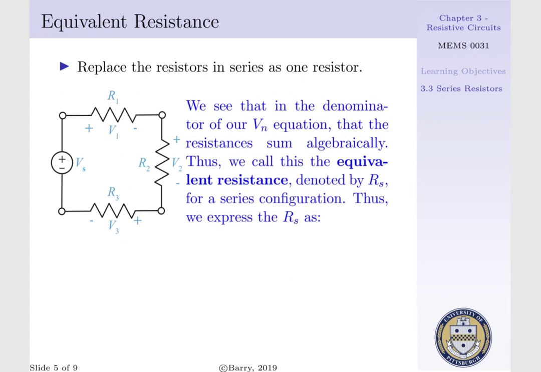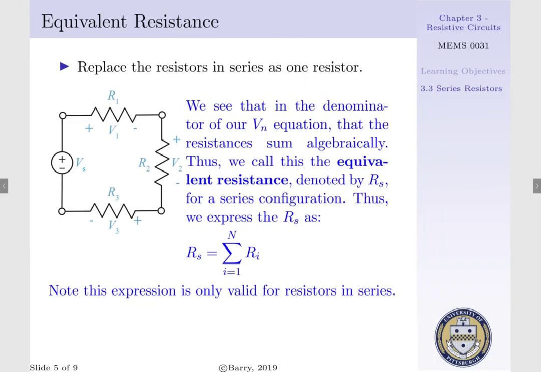We see that in the denominator of our V sub n equation, our resistances sum algebraically. That is, we had R1 plus R2 all the way up to R sub capital N. We call the denominator our equivalent resistance, and we're going to denote this by the variable R sub s, where s indicates a series configuration. Thus, we can express R sub s as a sum from i equals 1 to N of R sub i, which was identical to the denominator in our V sub n equation on the previous slide. Now, note this expression is only valid for resistors in a series configuration.